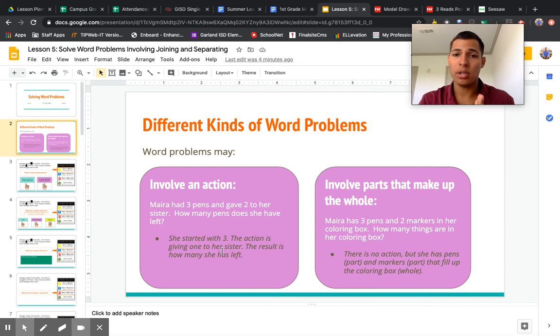So we have another one where it involves parts that make up the whole. I'm going to read it again and then I'll explain through it a little bit, whether we're finding a part or we're finding a whole. So Maria had 3 pens and 2 markers in her coloring box. How many things are in her coloring box? So we see there is no action in here. She is not giving any pens away. She's not making anything. So I don't see an action, right? But she does have a part. Right, maybe even 2 parts. I know what one of the parts is. I'm going to see if you guys can think about what the other part is.